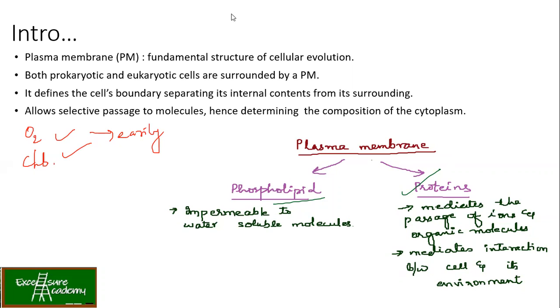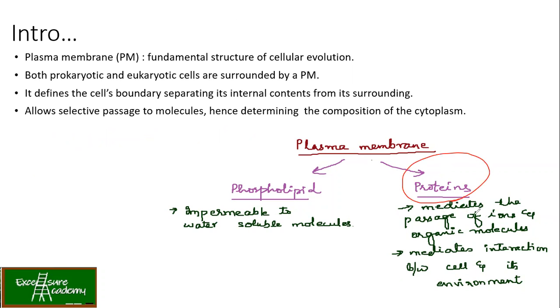Yes, it is because of its small size. So it is easy for oxygen and water molecules to pass through the plasma membrane because the size is very less. Now coming to the proteins.